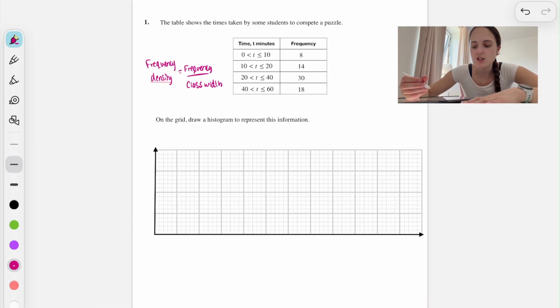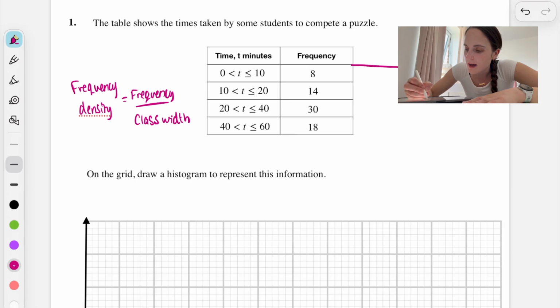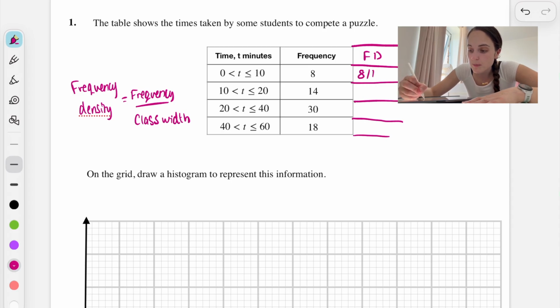So the first thing we're going to need to do before we do anything is work out what the frequency density is for each of the classes. So I'm going to add a column to my table and it's going to be called the frequency density. I'll put FD for short. So for the first one, we have between 0 and 10 a frequency of 8. So the frequency divided by the class width, 8 divided by 10, that's going to be 0.8.